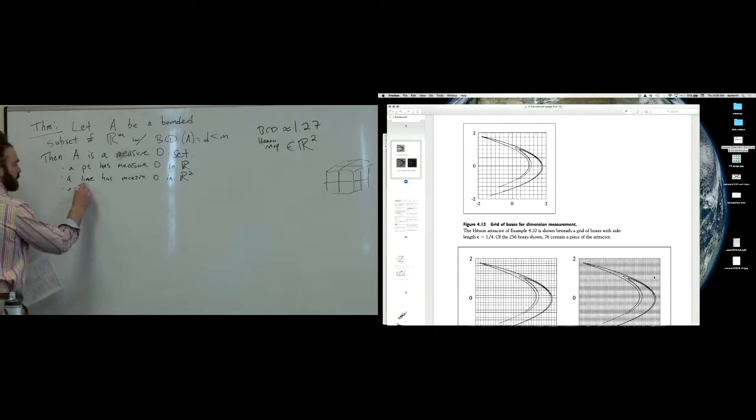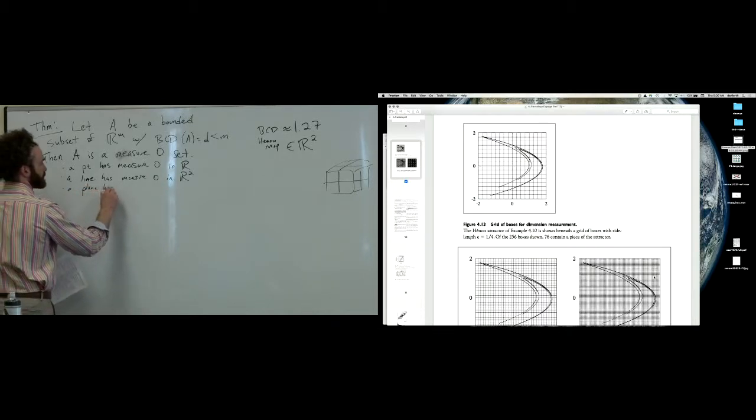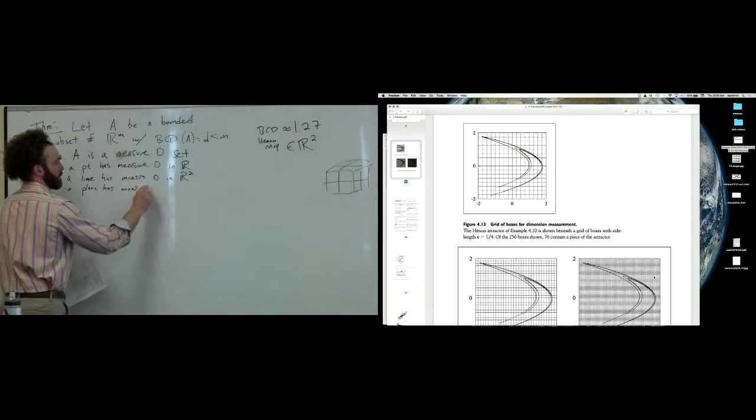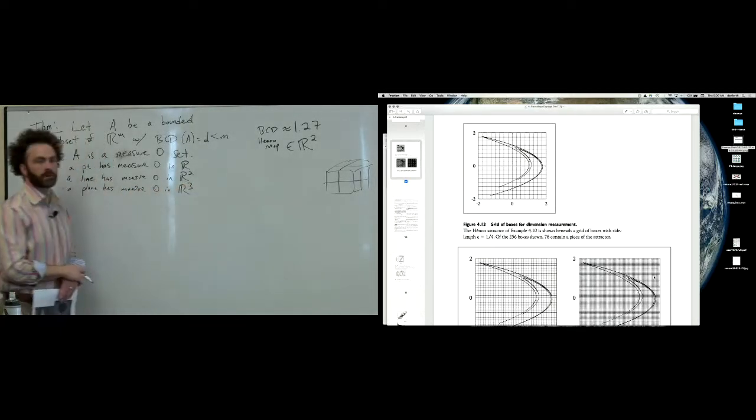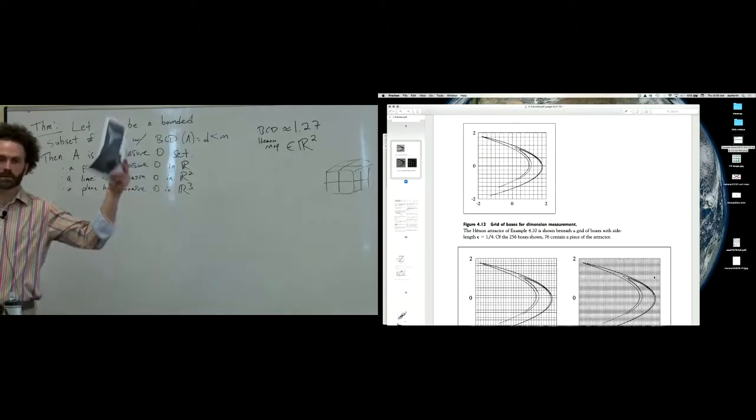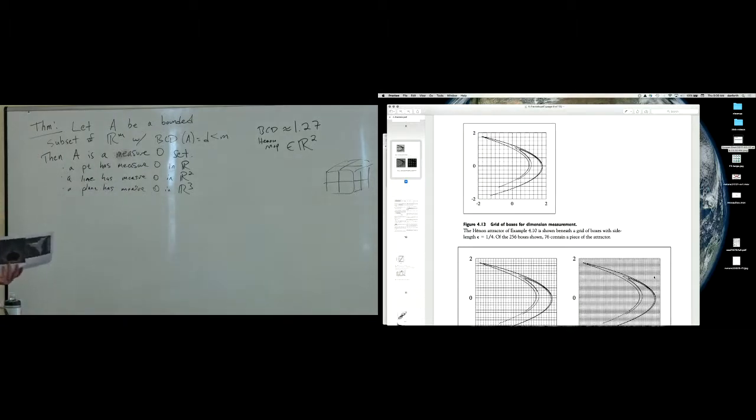A plane has measure 0 in R3. So R2, you know, that's a plane. I can turn it around, but it doesn't take up any volume. These are just some examples that we know already to get us familiar with what's happening here. A plane does have measure in R2, right? There's some area.